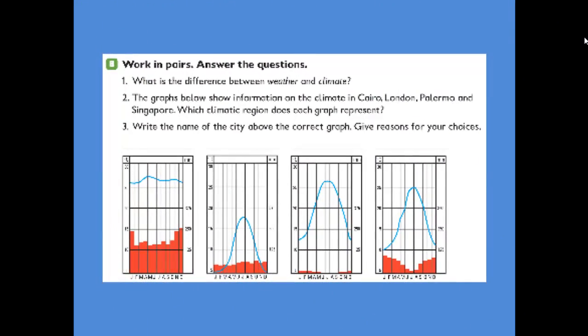Number B. Work in pairs. Answer the questions. Number 1. What is the difference between weather and climate? Number 2. The graphs below show information on the climate in Cairo, London, Palermo, and Singapore. Which climatic region does each graph represent? Number 3. Write the name of the city above the correct graph. Give reasons for your choices.